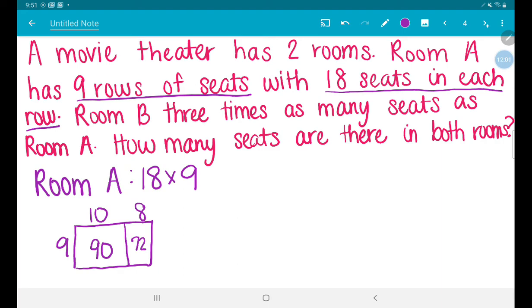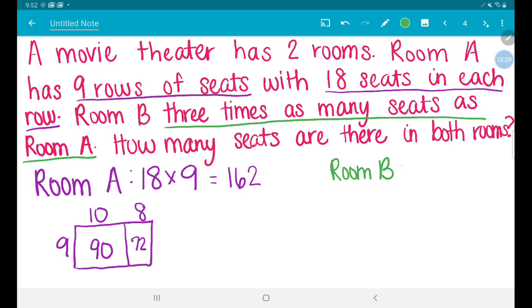So if I add those together, I have 2 ones, and then 9 plus 7 is 16. So room A has 162 seats. Then I have to find room B. It tells me room B has 3 times as many seats as room A. So 3 times as many as room A, which was 162. So what am I going to do to solve for how many seats are in room B?